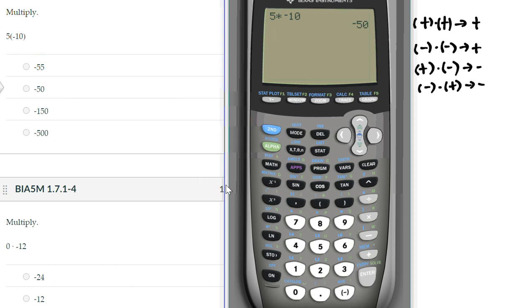Okay. Do not input minus right here. Then it's going to be a disaster. You see, 5 times negative 5, this is not going to work. See? So it has to be the negative sign here.